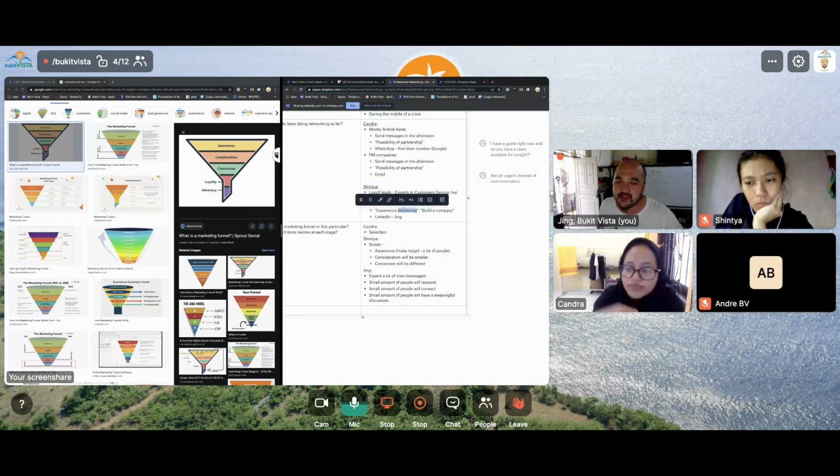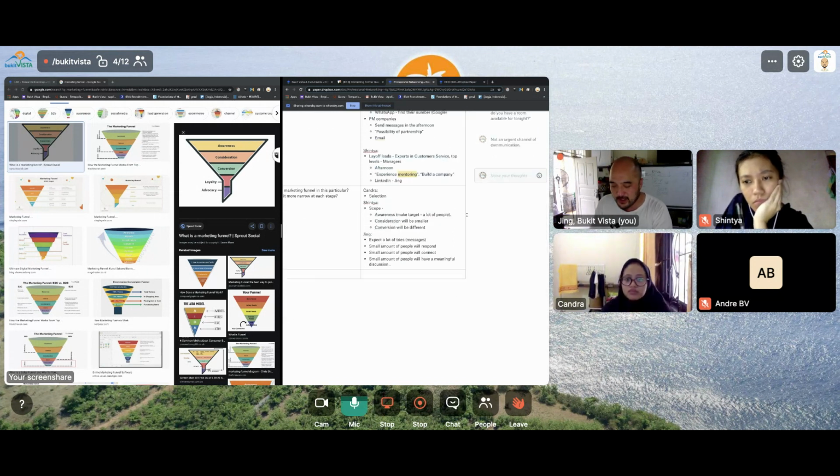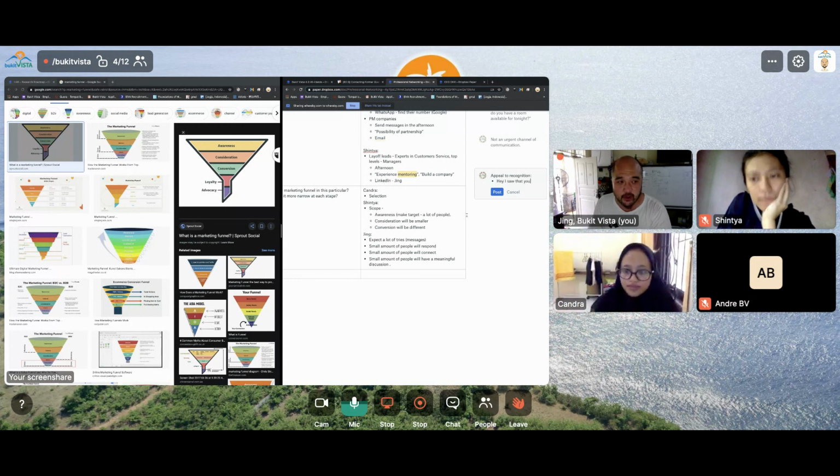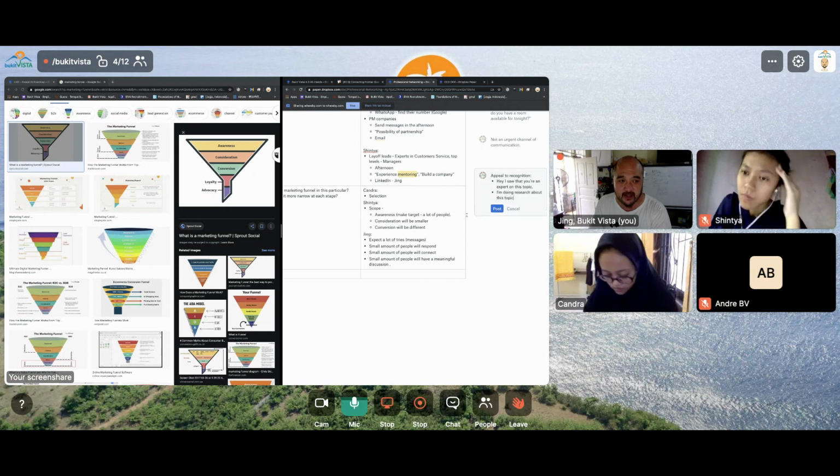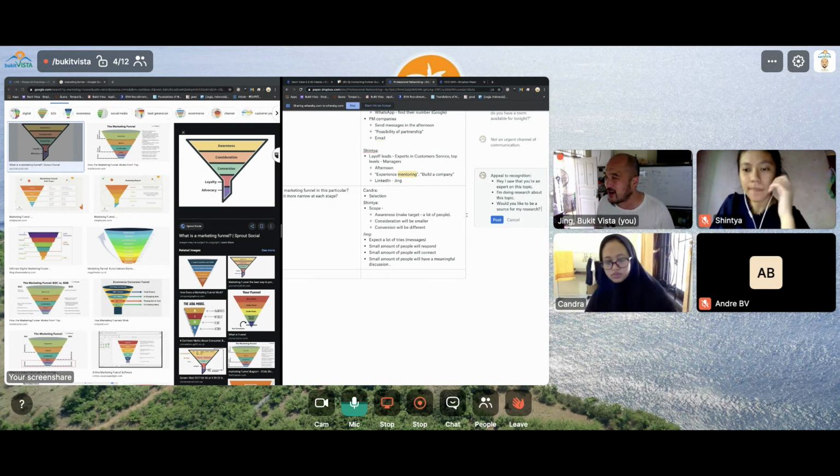And then the message here is, I think you could really butter people up, right? You could say something to appeal to their sense of recognition. Hey, I saw that you're an expert on this topic. I'm doing research about this topic. Would you like to be a source for my research, right? This is a very flattering approach. Hey, Chandra, I heard that you're an expert on customer service at Bukit Vista, and I am a new person in customer service. I don't know anything. Chandra, would you be willing to share 10 minutes of your time to educate me on how to do customer service the way that you do?